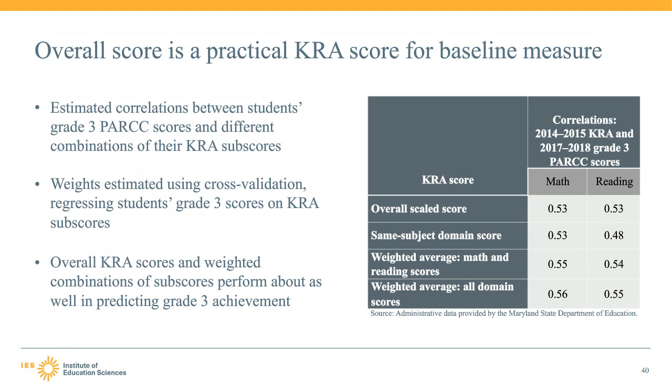So for the first question, what we found is that the KRA overall score as a baseline measure performed about as well as the other scores we looked at. So we looked at the overall score. We looked at using the same subject domain scores, that is the math domain score for the math SGP model and reading for reading. We also looked at some weighted combinations of those scores. One was a weighted combination of the math and reading subscores. The other was a weighted combination of all 4 of the domain scores. And those weights were produced using a regression, cross-validated, essentially or intuitively producing weights that would maximize the predictive power of a student's KRA score for their grade 3 score.